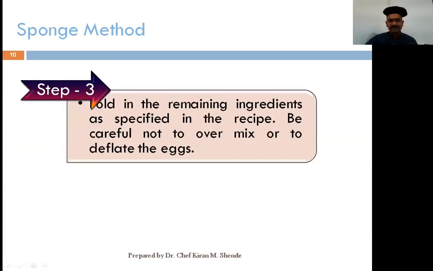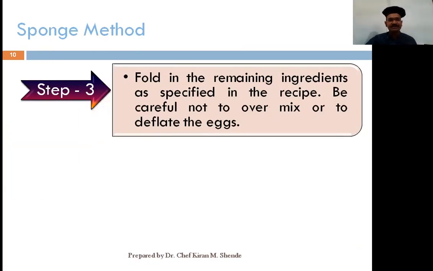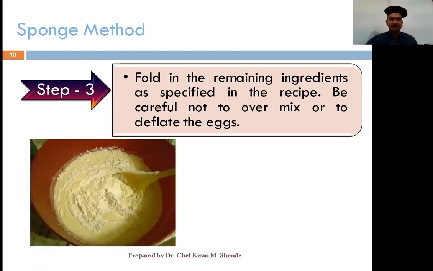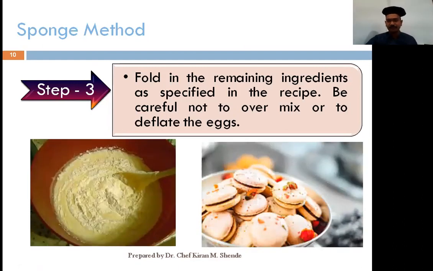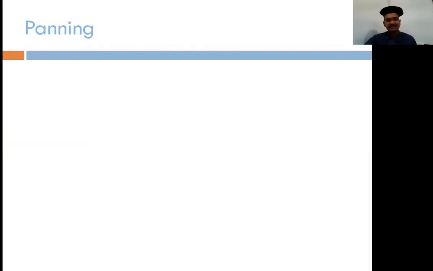Step 3, what happens? Fold the remaining ingredients as specified in the recipe. Be very careful not to deflate the eggs. Cut and fold as quickly as possible so that less air escapes during the folding operation. This is how the end product looks, which is fluffier than a cookie. Macaroon is the classic. Let us understand the second objective of today's learning, that is panning of cookies. Panning, baking, and cooling. How do you do that?